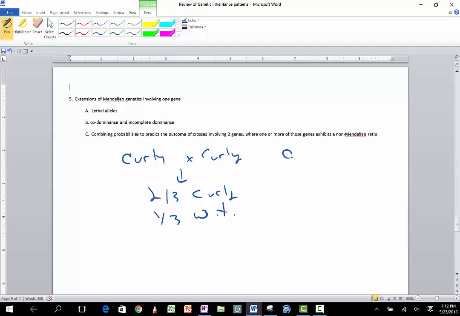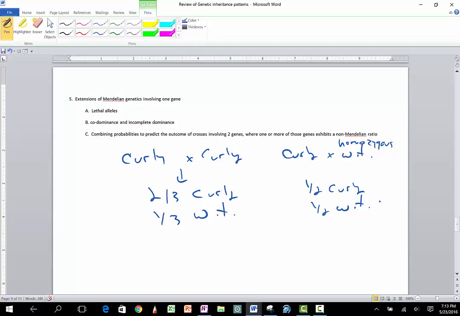If you cross curly to wild type, and we'll say homozygous wild type because we know if we just grab a random wild type fly, it's going to be homozygous wild type for this particular gene. You'll get 1/2 curly and 1/2 wild type. So what's going on here?